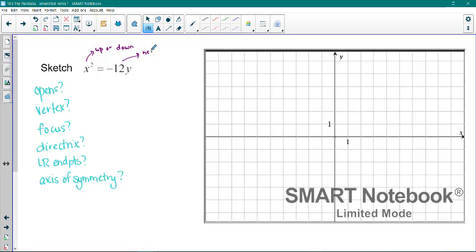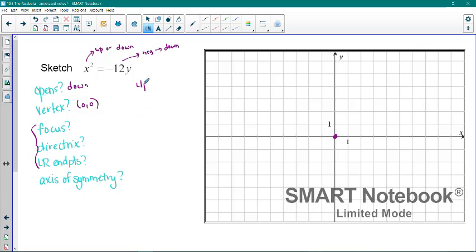It is negative, which means that this opens downward. Okay, so this opens down. The vertex is at 0, 0, nothing being added to the x's or the y's, and we'll go ahead and plot that. Much of the rest of this information, particularly these three items, refer to the quantity p.